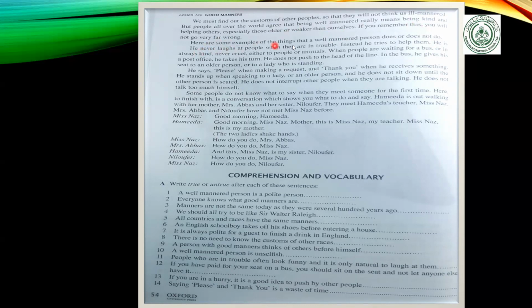Here are some examples of the things that a well-mannered person does or does not do. He never laughs at people. Dear students, now in this paragraph, we are going to learn some examples of things that a well-mannered person does or does not do, what he does and what he does not. Have a look. He never laughs at people when they are in trouble. We must help people, but we shouldn't laugh at them.